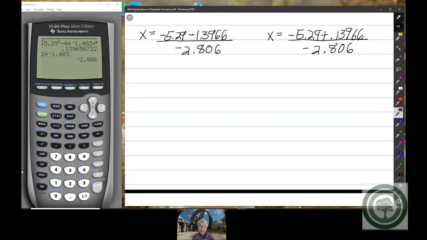All right, here we go. So, negative 5.29 minus 1.3966. Oops, I should have put parentheses around that. Insert, second, delete gives me an insert, and I'm going to put a left parenthesis there. And a right parenthesis, and then divide by negative 2.806 and hit enter.